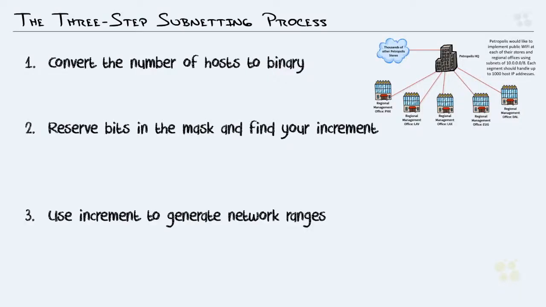So here we go. I'm going to convert the number of hosts to binary. Now, we've got 1,000 host IP addresses. I'll write out our binary chart: 128, 64, 32, 16, 8, 4, 2, and 1. Full well knowing that we can't get 1,000 with just 8 bits, so I'm going to have to go further: 256, 512, 1024, and right there I stop because we passed it.